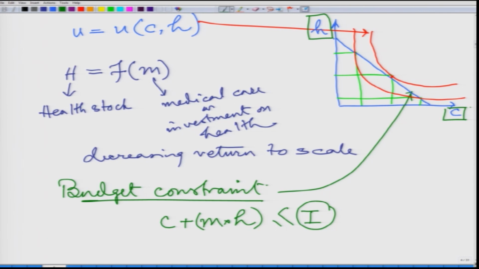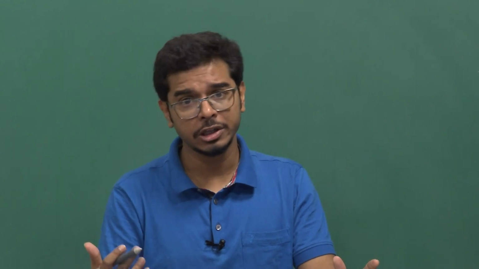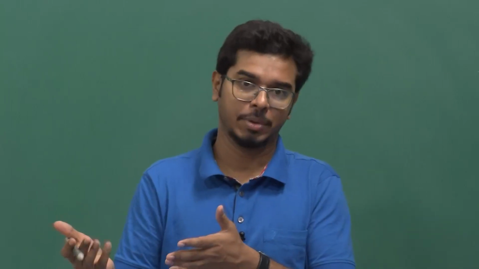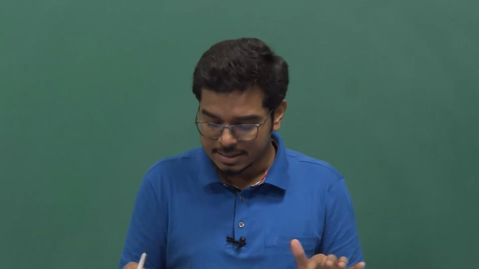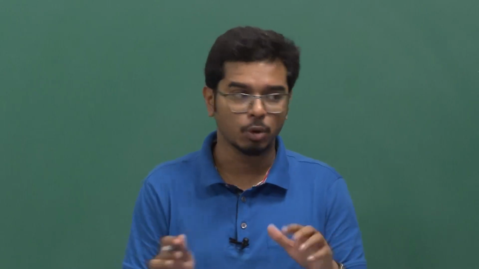In terms of production you can talk about the iso-cost line. If you are an individual producing your own health stock, or if you are a consumer asking for your individual preference, then it is like your budget line, budget constraint. So this particular formula can be used in both the ways.